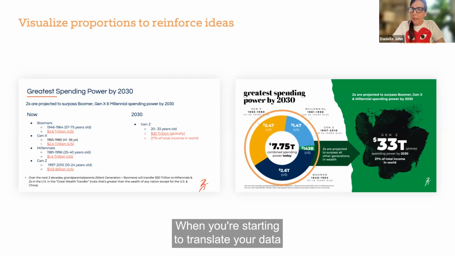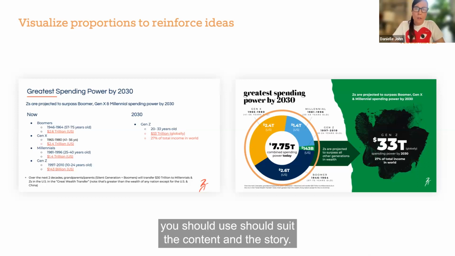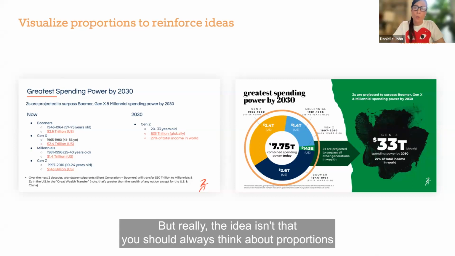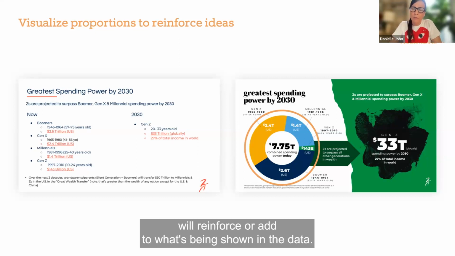When you're starting to translate your data from basic content to visuals, the types of visuals you should use should suit the content and the story. So really, the idea isn't that you should always think about proportions or donut charts, but instead think about how the visual you choose will reinforce or add to what's being shown in the data.